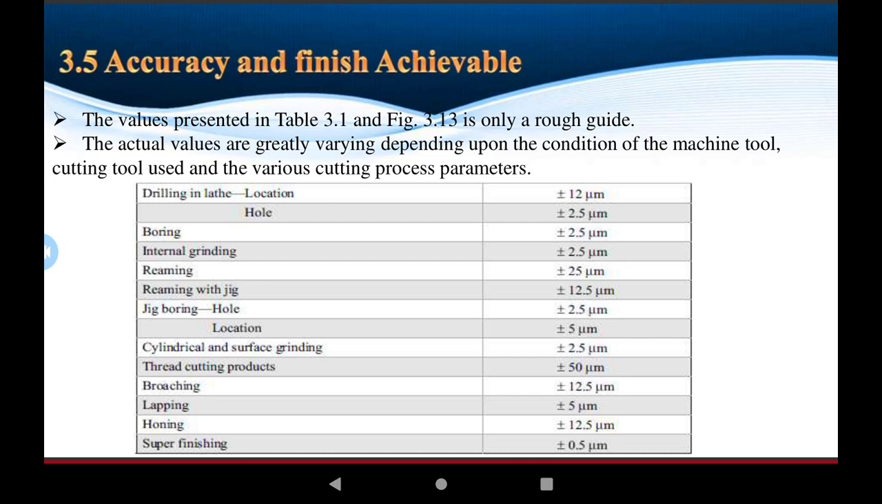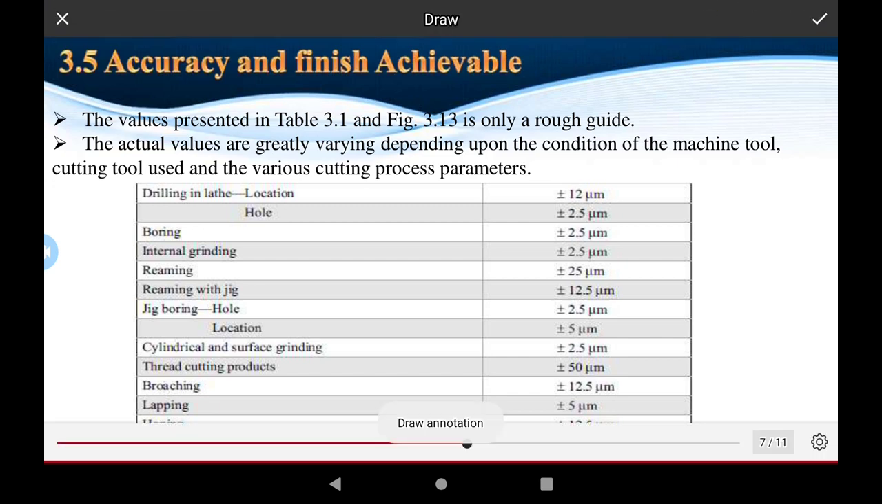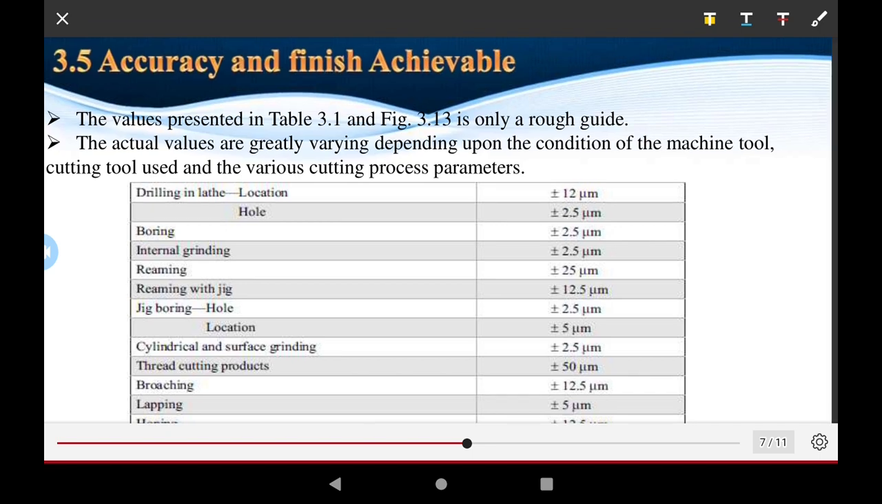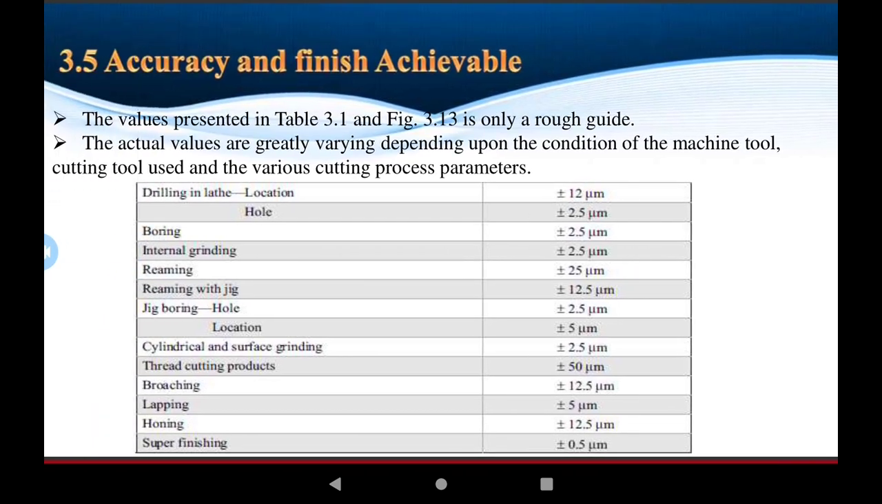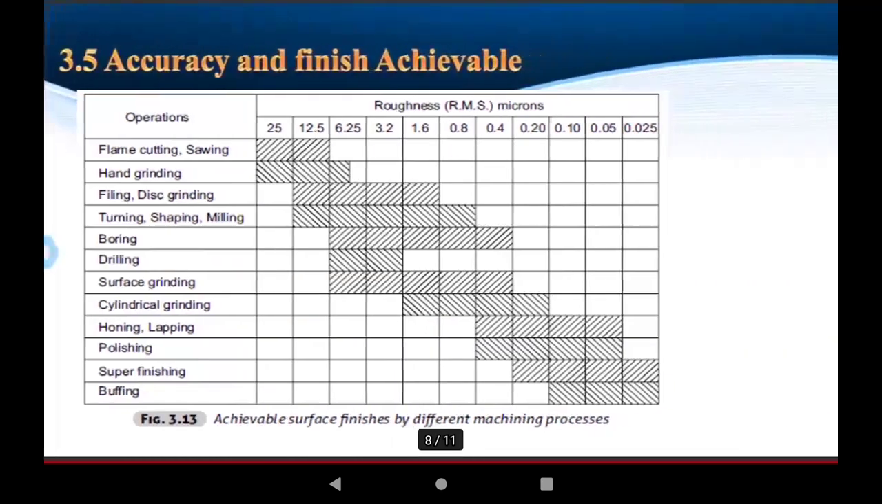The honing operation is also used to achieve a very smooth surface. And super finishing in manufacturing operations achieves a very smooth surface of 0.5 micrometers. All the different manufacturing operations achieve different degrees of smooth surface. Okay, accuracy and finishing are achievable. And other manufacturing operations achieve a smooth surface of the product and finished wood.